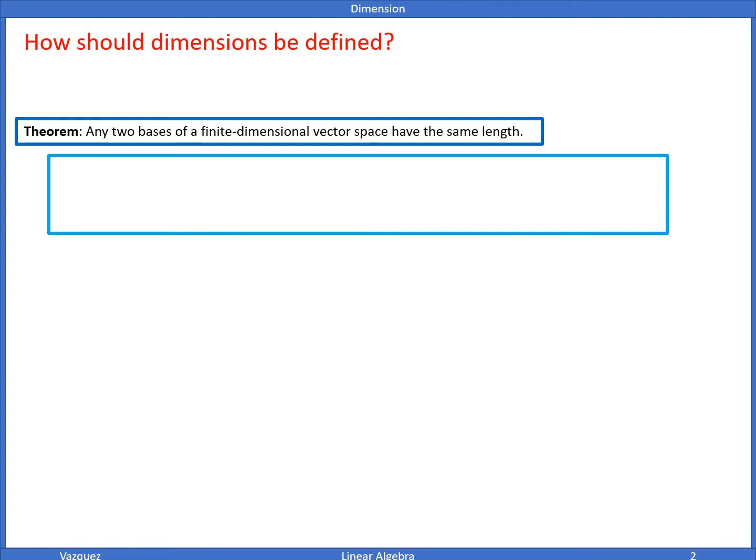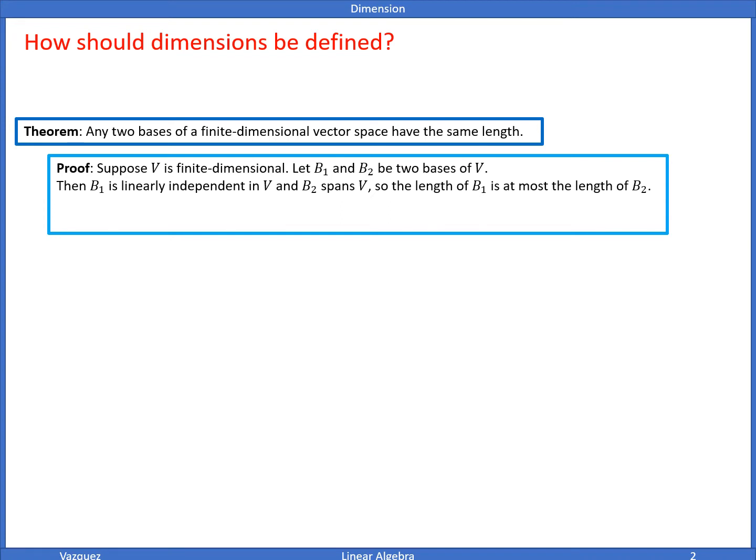And what's the proof of that? Fairly short. Suppose V is finite dimensional. We're going to let B1 and B2 be two bases of V. Then B1 is linearly independent in V, right? And B2 spans V. So the length of B1 is at most the length of B2, because we have seen this from a theorem. I wish I could remember the section.